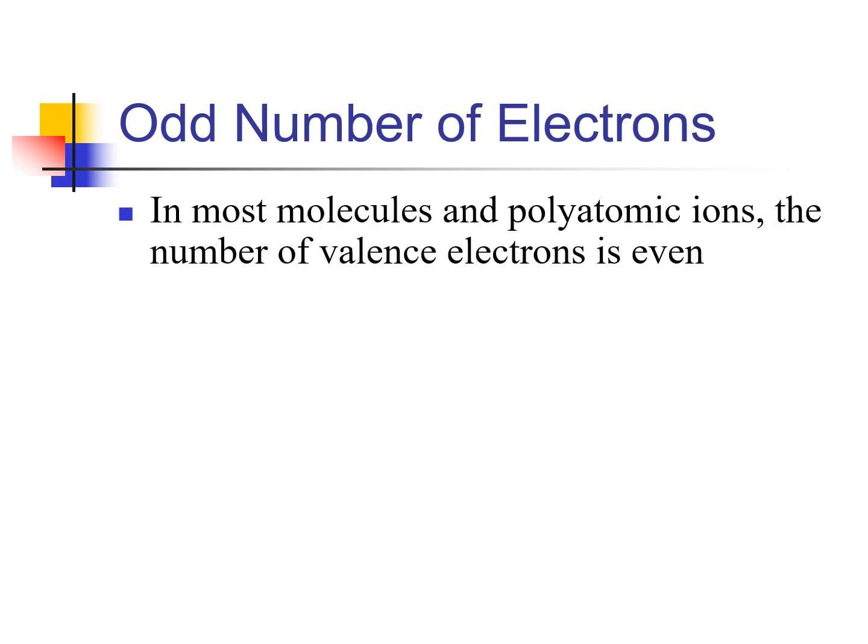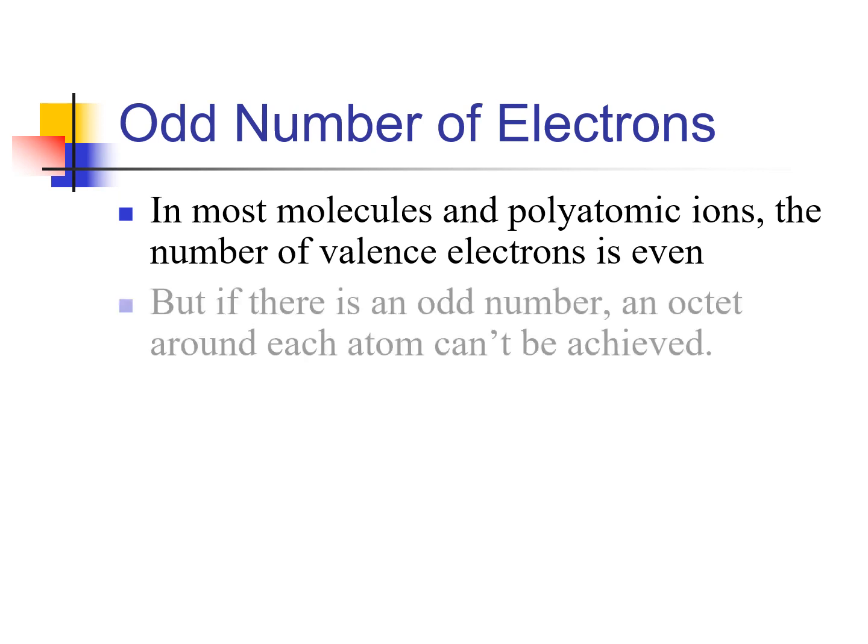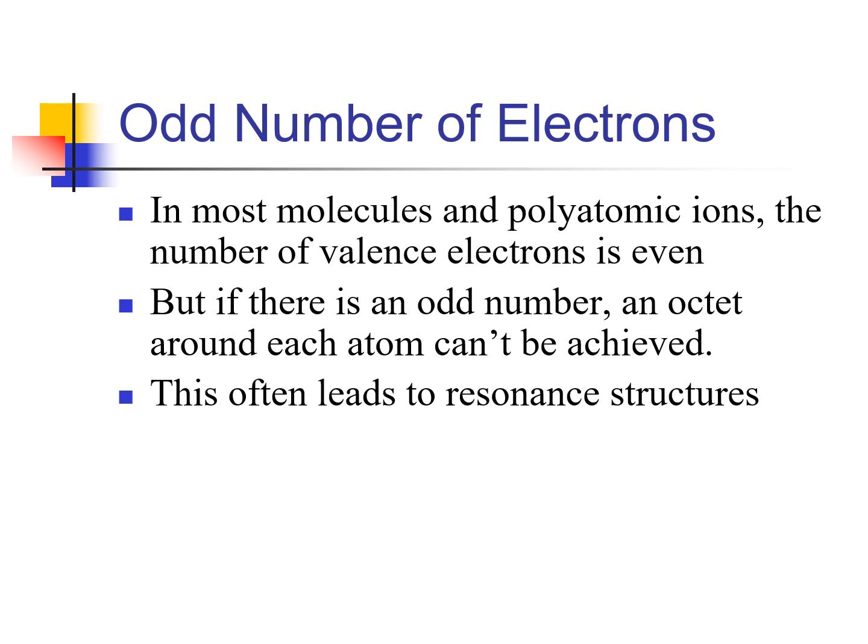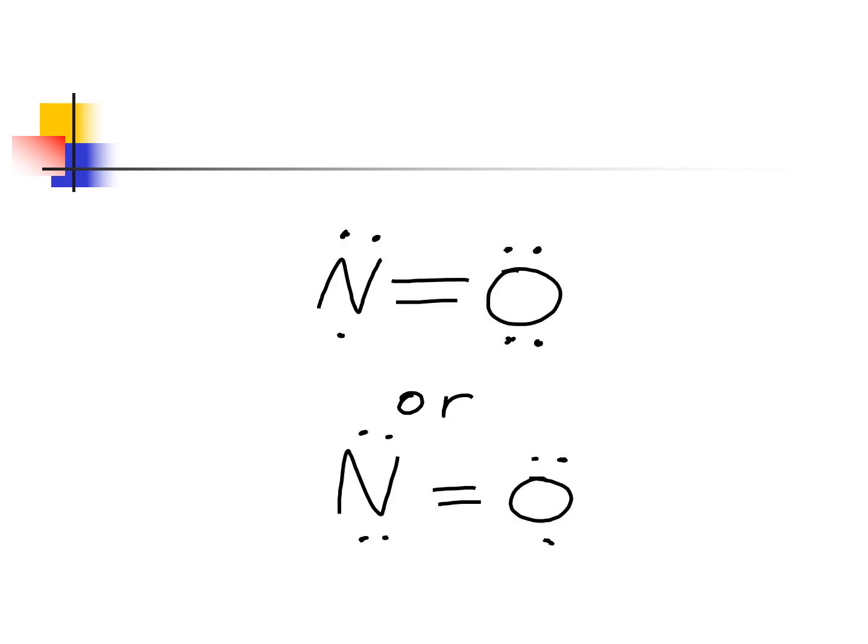In most molecules and polyatomics, the number of valence electrons will be an even number, and we can do this. But if there is an odd number, and it happens, then we can't get a full octet around each atom. And this will often lead to really odd resonance structures and situations where there's just a single electron by itself. So for example here, this would be resonance with the N and the O, and we can see this lone electron is all by itself.